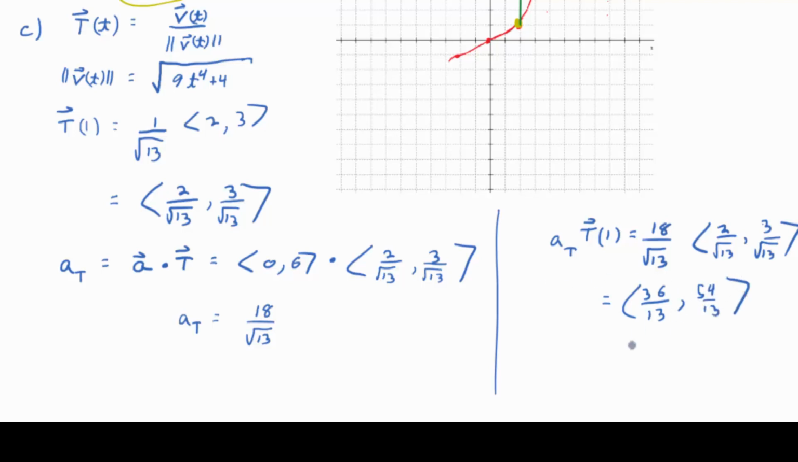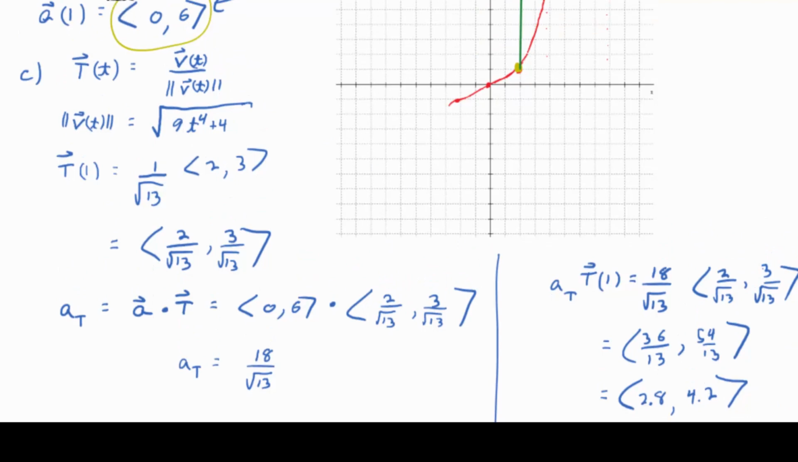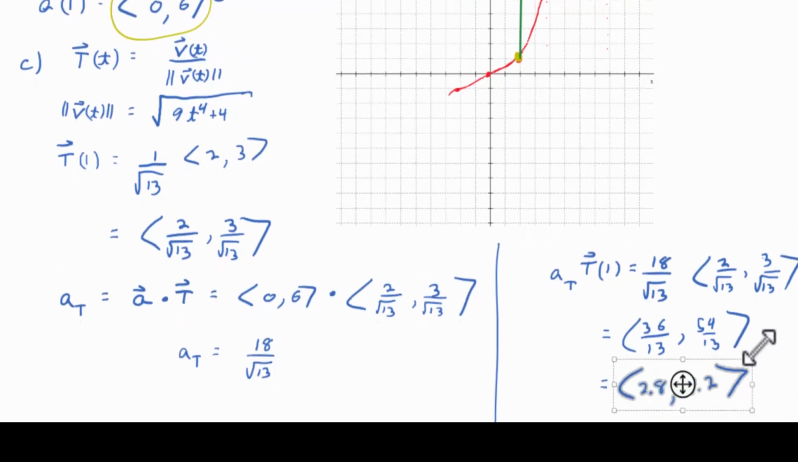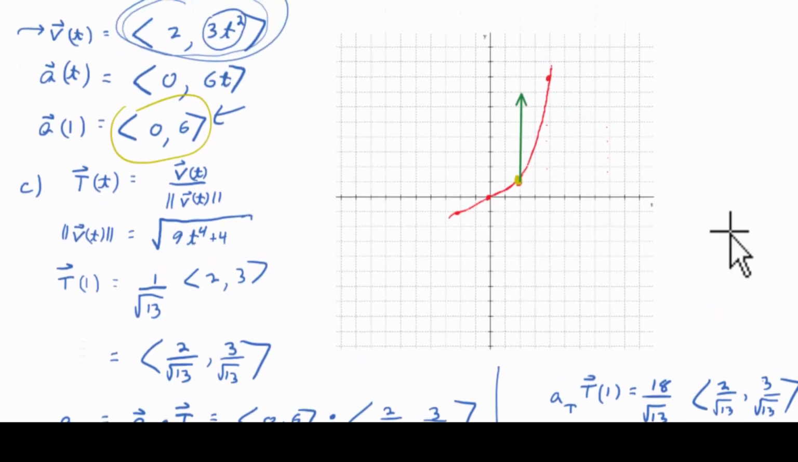So get a decimal approximation accurate to 1 decimal place for me for both of these. It'll be close to 3, but just run it through your calculator real quick for me. 2.8, yeah, that sounds about right. Then 4.1 or 4.2 approximately? Yeah, okay. So I'm going to graph this guy. Let me bring it back up to my picture here.